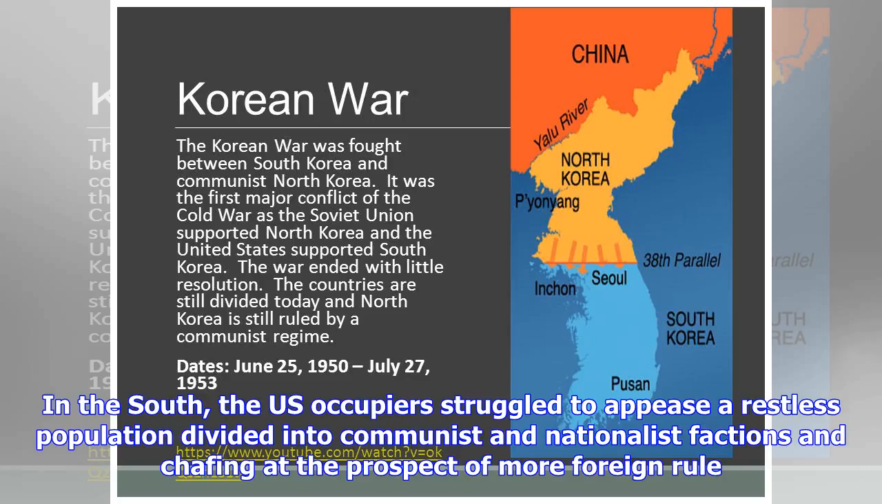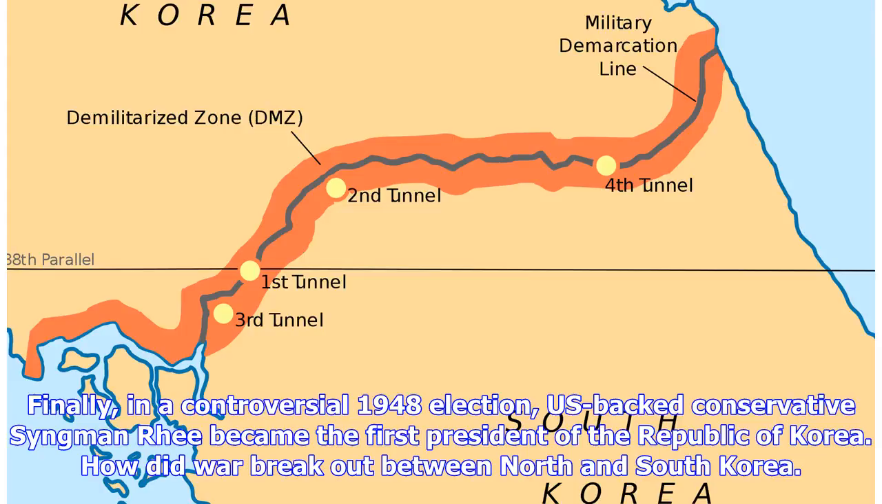In the south, the U.S. occupiers struggled to appease a restless population divided into communist and nationalist factions and chafing at the prospect of more foreign rule. Finally, in a controversial 1948 election, U.S.-backed conservative Syngman Rhee became the first president of the Republic of Korea.